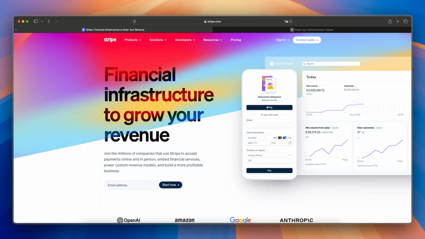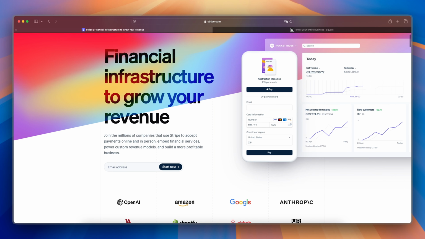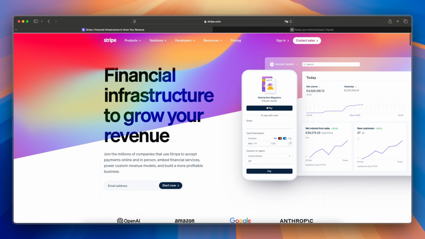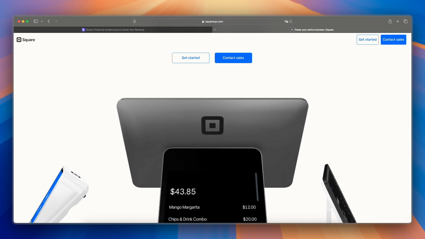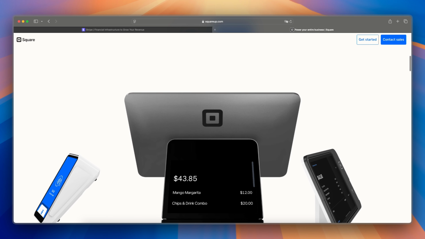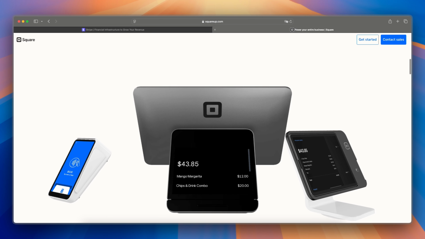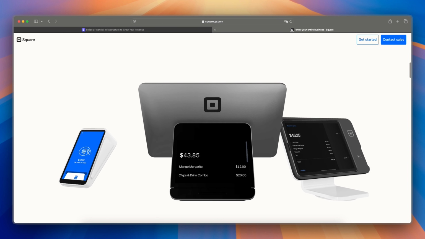And what about the pricing and fees? Well, Stripe charges 2.9% plus $30 per transaction for online payments with additional fees for international transactions. Square, on the other hand, offers a flat 2.6% plus a $10 fee for card-present transactions and a 2.9% plus $30 for online sales fee.